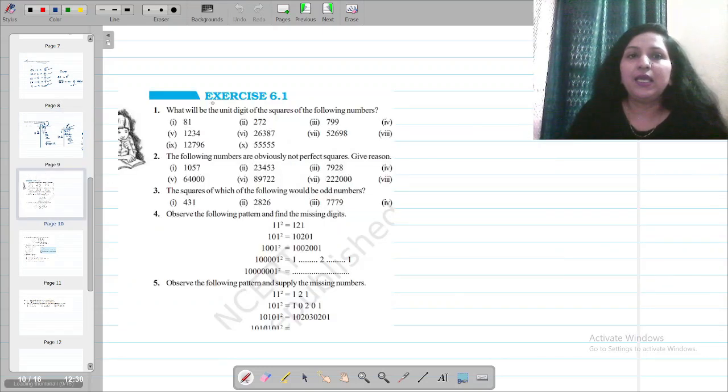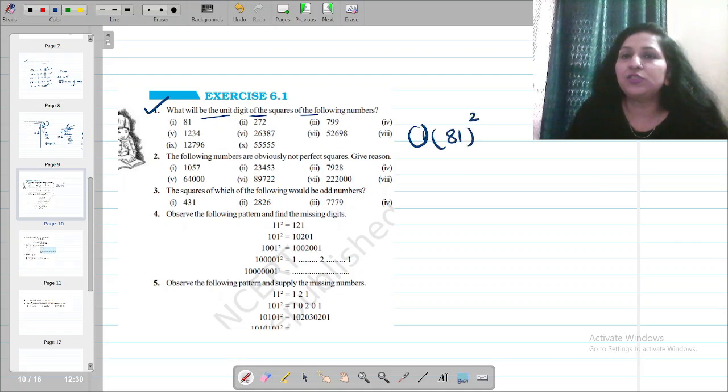Now we are starting exercise 6.1. Many parts are there, so a few parts I will be picking. Other parts you can do easily yourself. Question number 1 says, what will be the unit digit of the square of the following number? Unit digit means ones digit. So if I take the first part, it is asking if we find 81 square, whatever the number will be, what will be the ones digit?